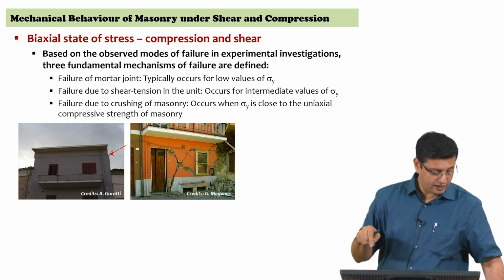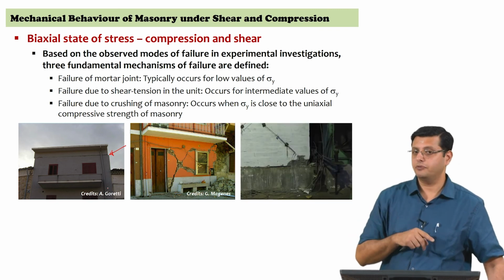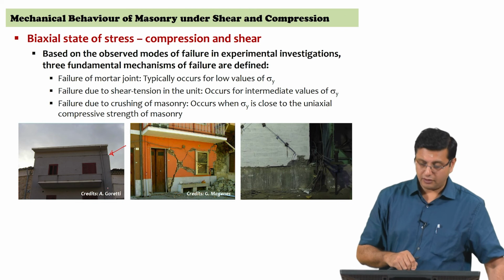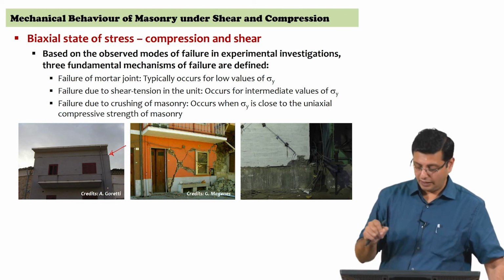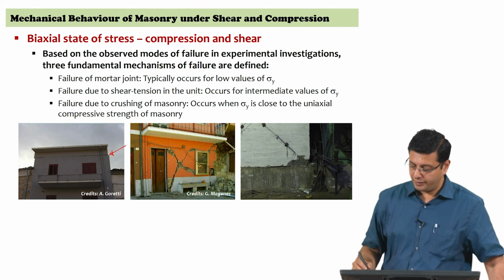So, three very distinct failure mechanisms. The first one is due to failure of the joint, sliding shear. The second is due to shear tension cracking in the unit, and the third is due to compression failure. As you can see, this is a test from our laboratory.